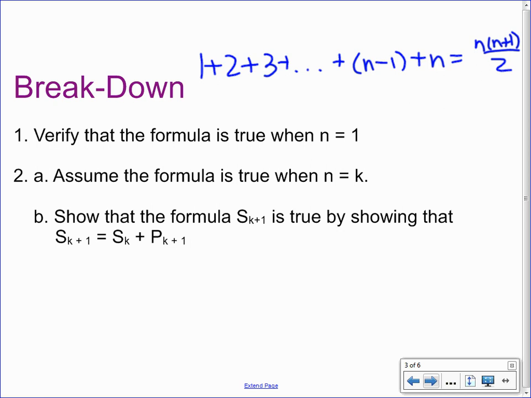Then, our second step, we are going to assume that the formula is true for n equals k. So we're actually going to write assume, and we're going to replace n with k. Then we need to show that s of k plus 1 is true. So we're going to plug s of k plus 1 into the left side, and we're going to play around with it until it equals whatever k plus 1 gives over here. Once we get there, then we're going to write a conclusion.